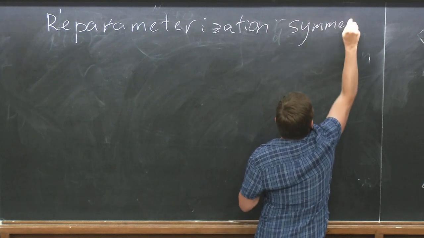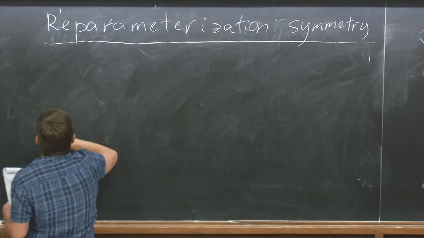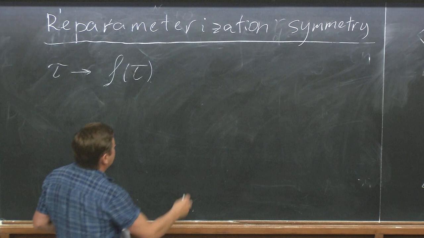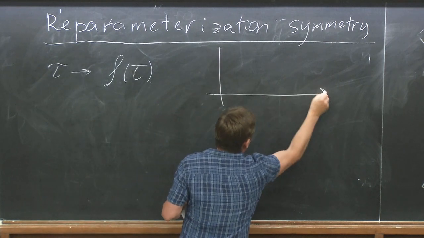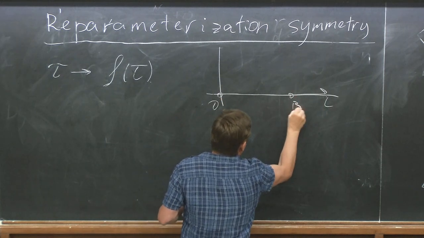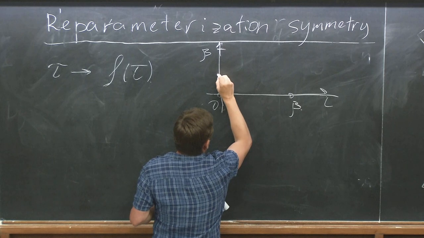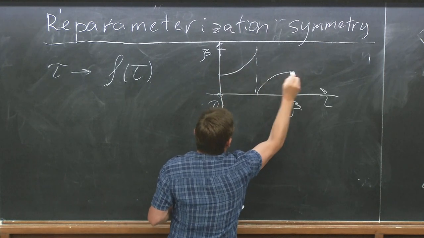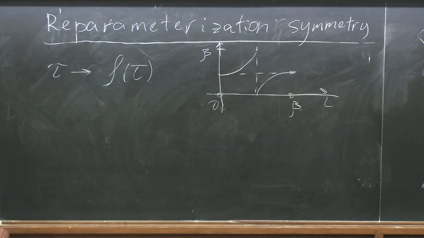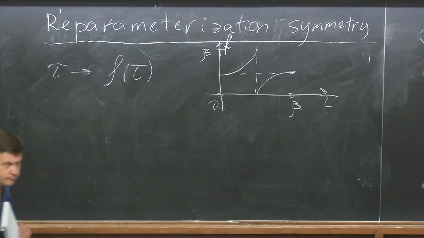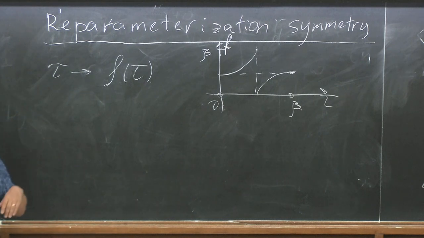Symmetry. Namely, you can say that your time goes to f of tau. Now, time goes from zero to beta. Your f should also go from zero to beta, so you should understand that it's, in general, something like this. So this is my function, f. Right? It better be monotonic, because time is monotonic, and we cannot go back in time. But otherwise, it's an arbitrary function.